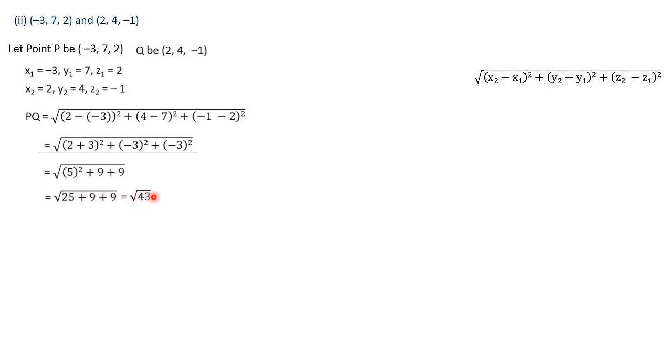So we cannot split anymore. So just we can keep it as it is, root 43. So the required distance is root 43 units.